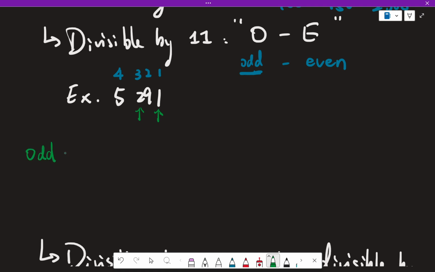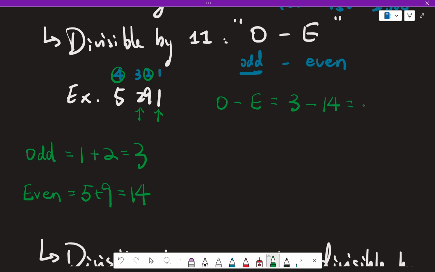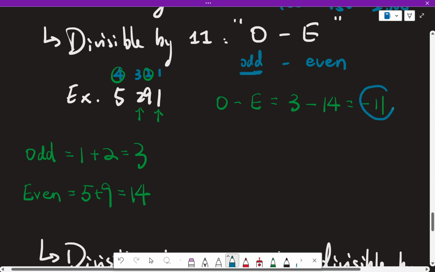So the sum of all the digits that have an odd index is 1 plus 2, equal to 3. Similarly, we find the sum of all the digits that have an even index, which is the second and fourth, corresponding to 5 and 9, and we get 14. Then we perform O minus E, odd minus even, 3 minus 14, and we get negative 11. We just need to check: is this result of O minus E divisible by 11?